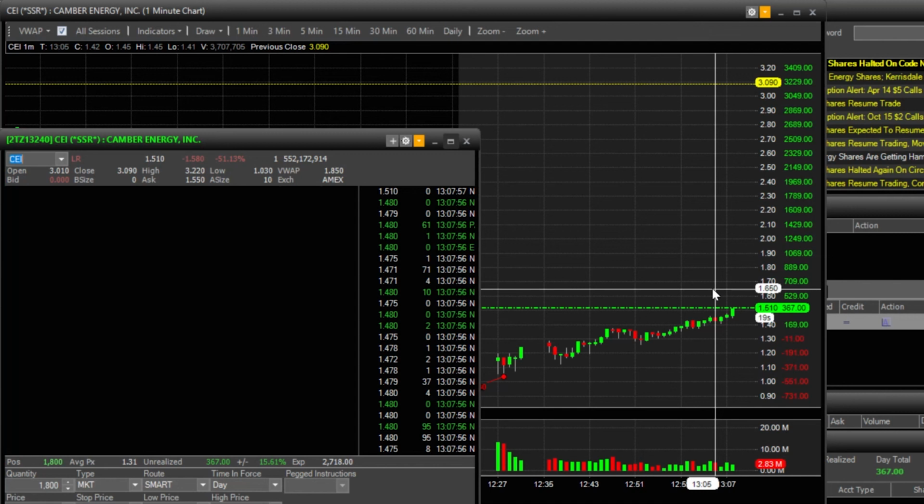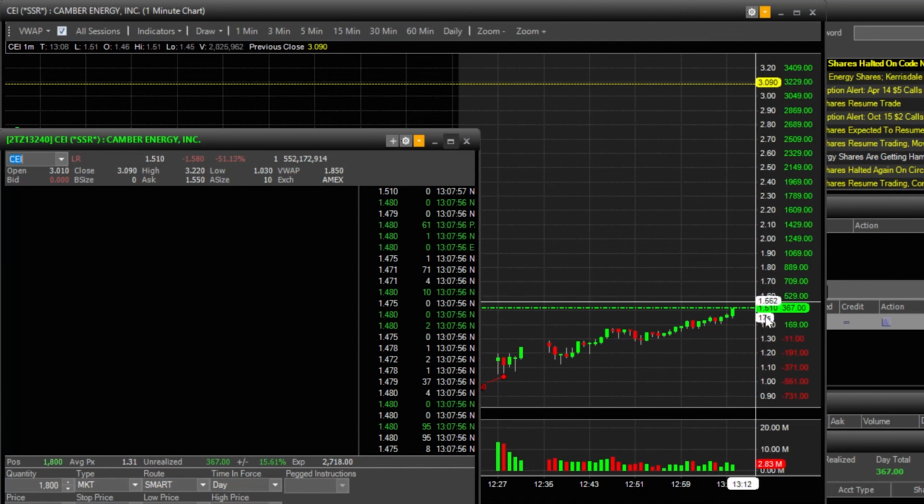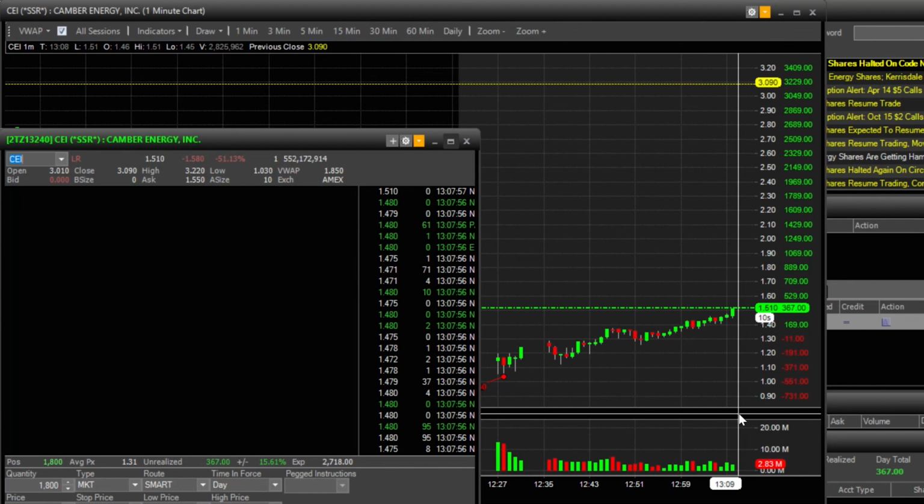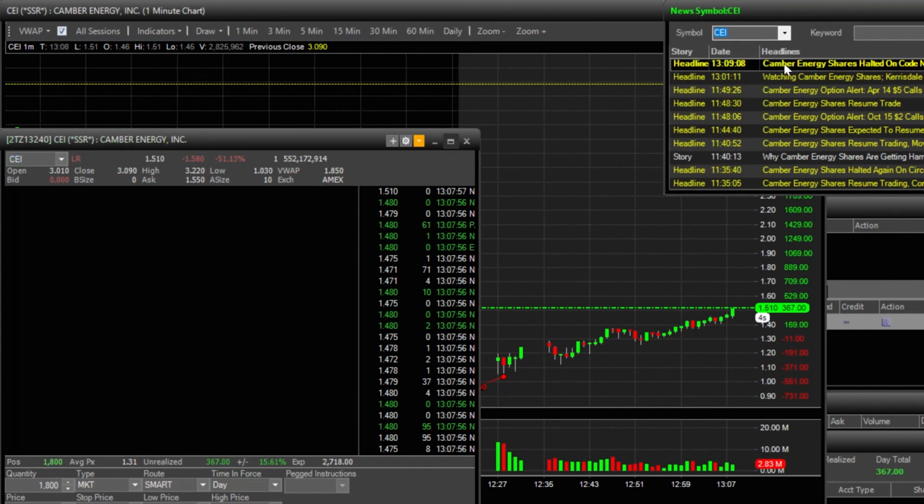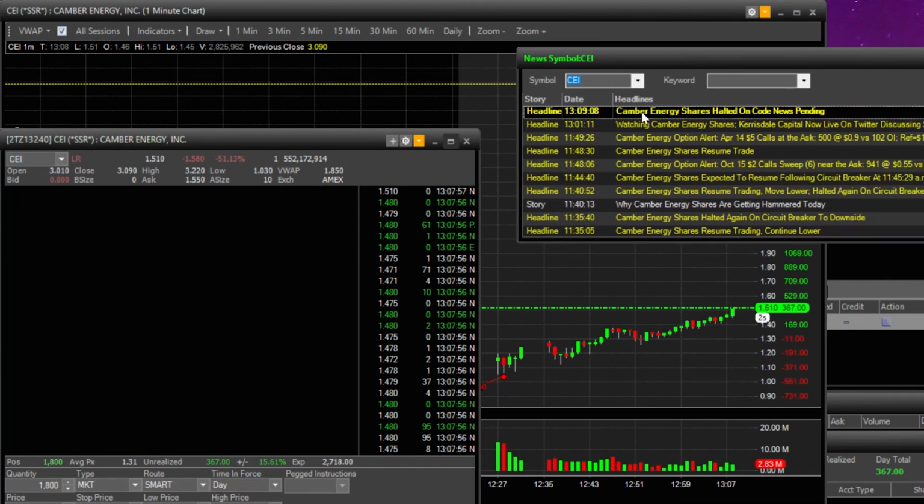And this hold is actually a little different because there are different kinds of holds. There's the volatility hold, but this hold, I just read the news. That's what it says here. Camber Energy shares halted on news pending. So that's a different kind of hold.